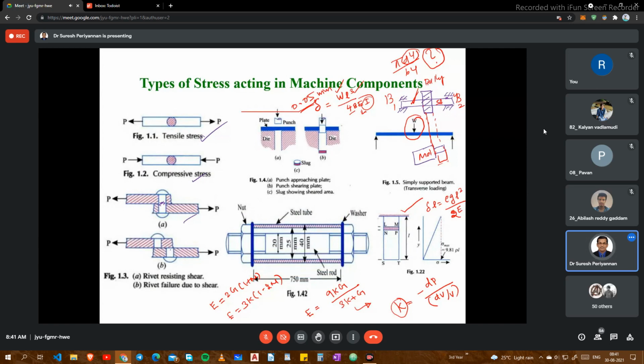Now, next thing, see here, this bolt and nut arrangement. This is the steel tube and the bolt and nut arrangement. What forces are acting here? What stresses are acting in this arrangement? Because we use a lot of bolts and nuts in our mechanical systems to fabricate the components, right? What stresses are involved in this arrangement? So tensile and compressive. Tensile and compressive. Thank you.